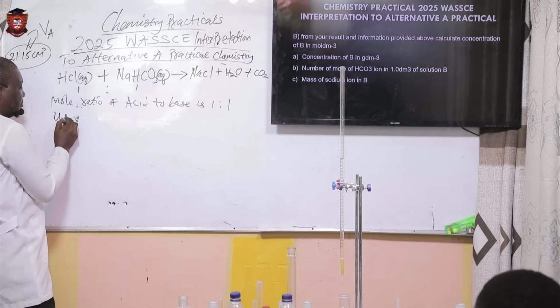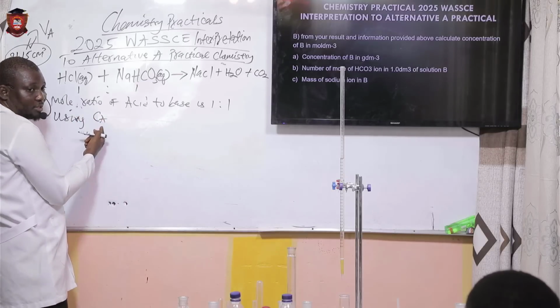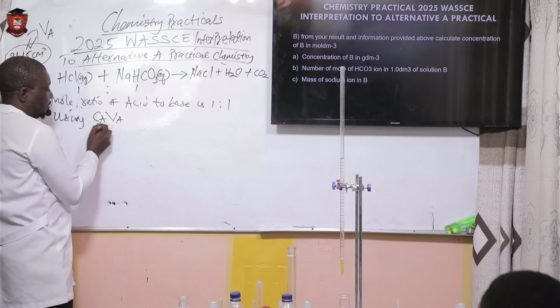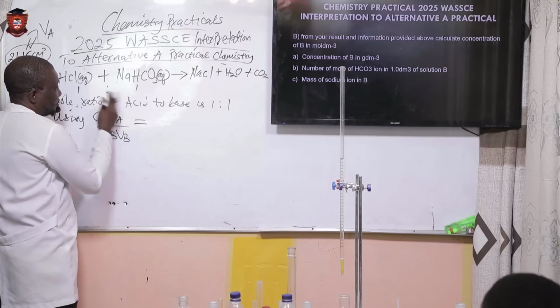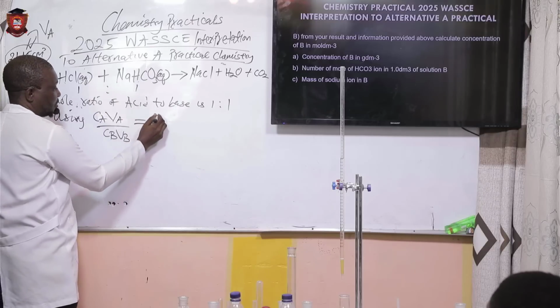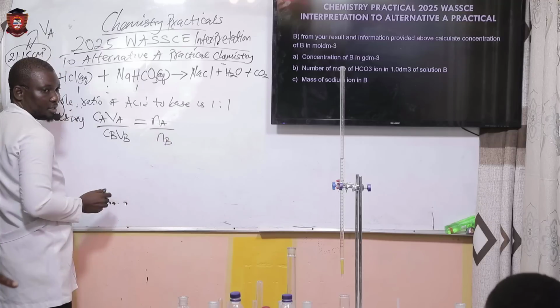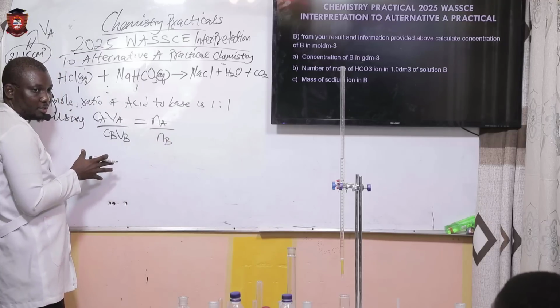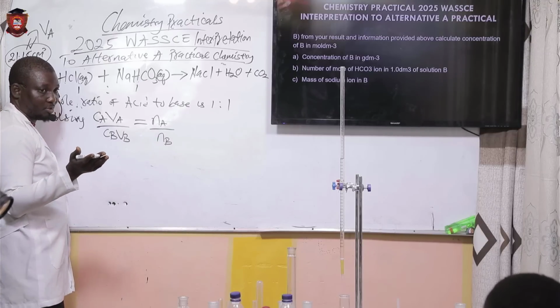So since I have every parameter, I can use CA VA all over CB VB, and let it be equal to the mole ratio, which we already know: the number of moles of this is A, the number of moles of this is B. You don't start solving immediately. You don't just cross multiply. You don't do that in chemistry. As far as chemistry is concerned, don't do that.